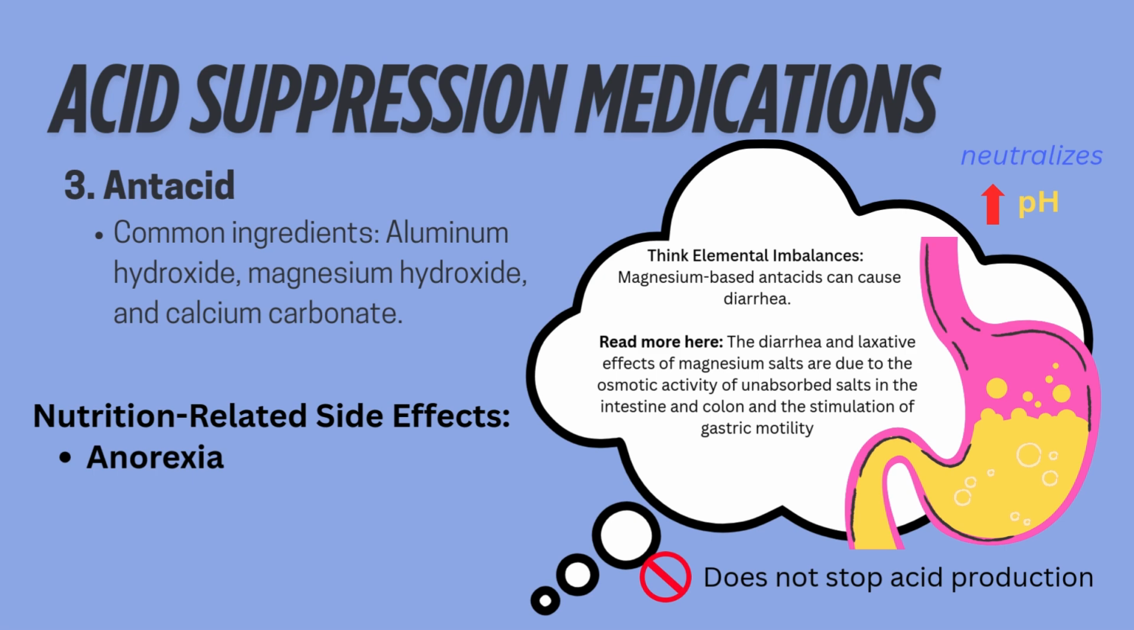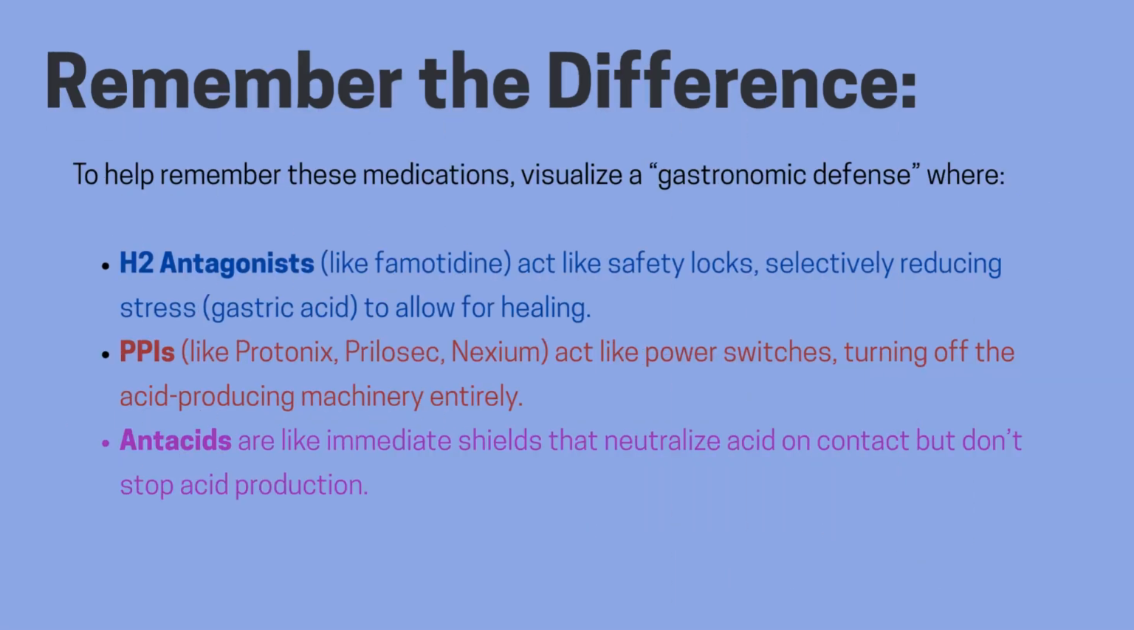Okay, and to further enhance your knowledge of these medications, I suggest that you remember the difference between them. To help you remember these medications, visualize a gastric defense, where the H2 antagonists act like safety locks, selectively reducing stress, aka gastric acid, to allow for healing. The PPIs act like power switches, turning off the acid-producing machinery entirely. And the antacids are like immediate shields that neutralize acid on contact, but don't stop the acid production.